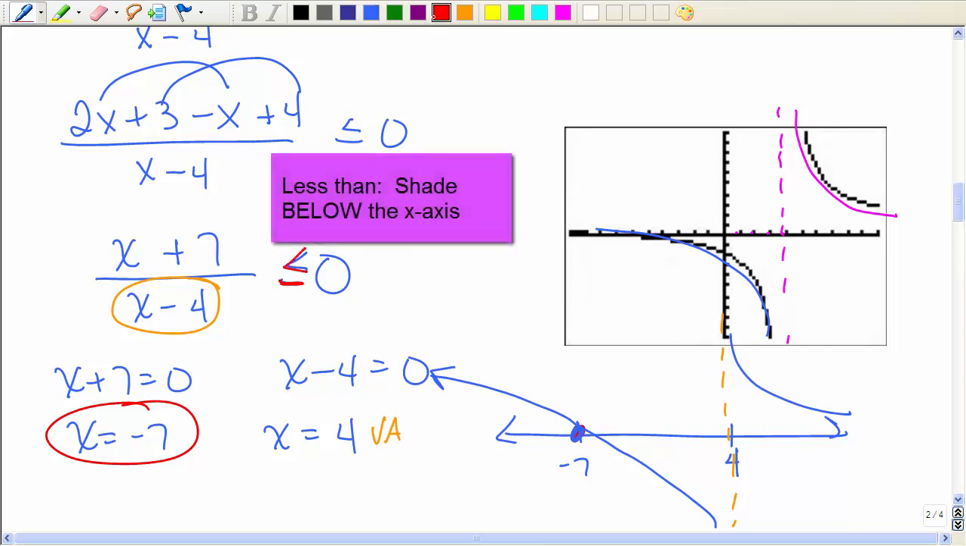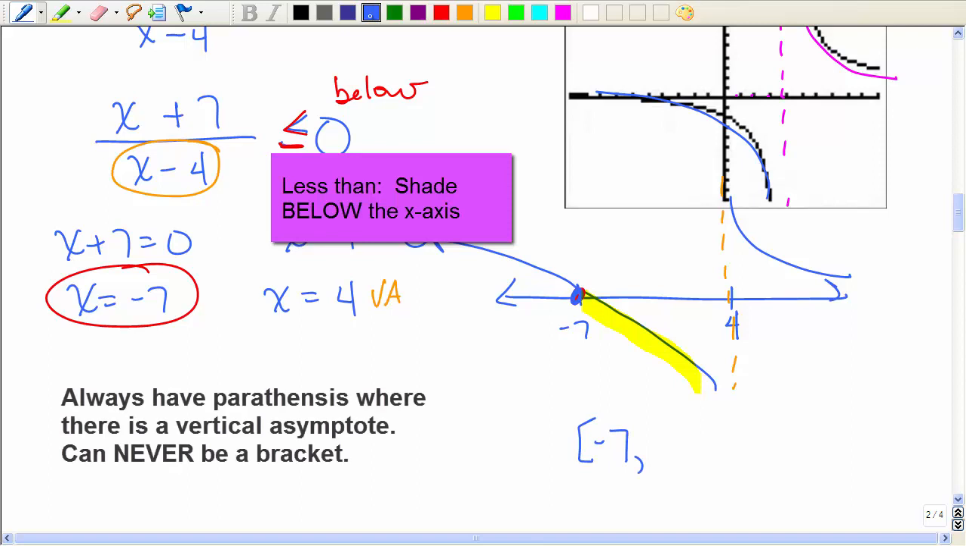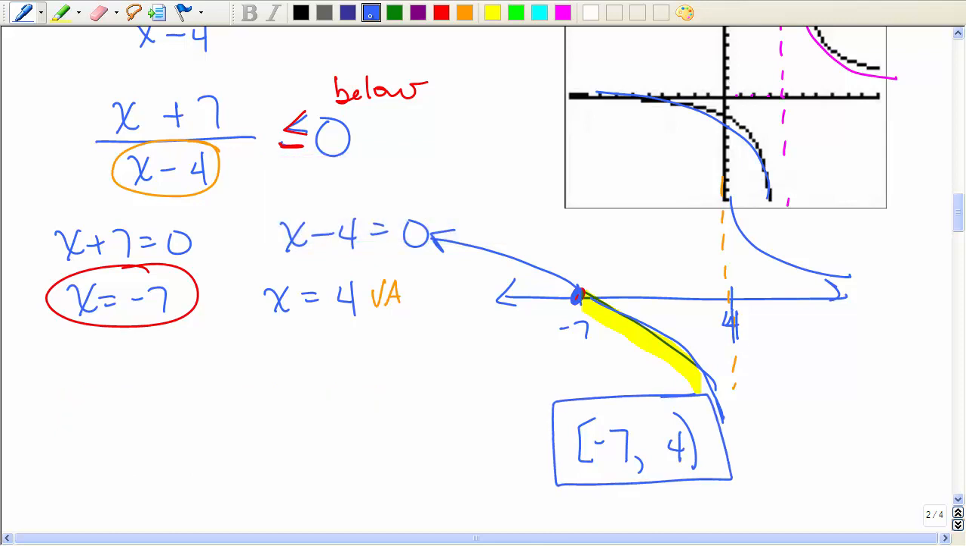Okay, and since that's less than, I want the part that's below the x-axis, so I want this part right here. Then I want to write my answer in interval notation. The -7 is included, so that's a bracket, and then it gets really, really close to 4, but it doesn't cross it because it's that vertical asymptote.